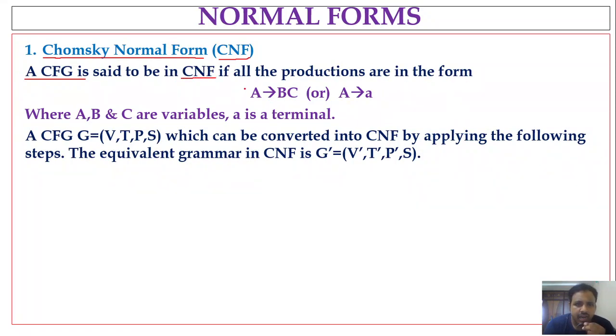in the form either A denotes BC, that means capital A is a variable denoting the two variables B and C, or capital A denotes a terminal symbol. So if the productions are written in this form, then that particular CFG will be considered as in CNF. By seeing these two rules, we can say that we are going to have either two variables in the body of the production or only one terminal in the body of the production.